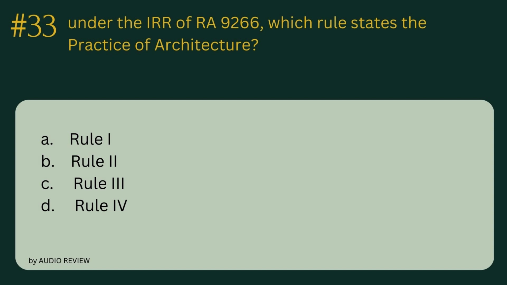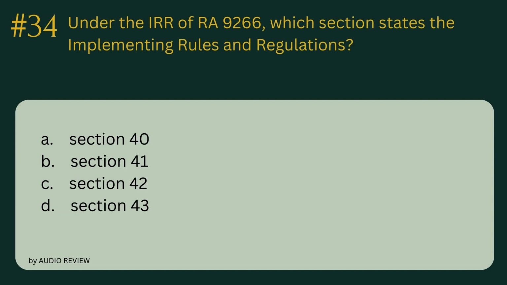Question 33. Under the IRR of RA 9266, which rule states the practice of architecture? A. Rule 1. B. Rule 2. C. Rule 3. D. Rule 4. The answer? It's D. Rule 4. Under the IRR of RA 9266, Rule 4 states the practice of architecture. Rule 4.